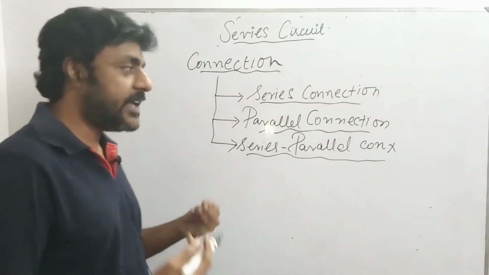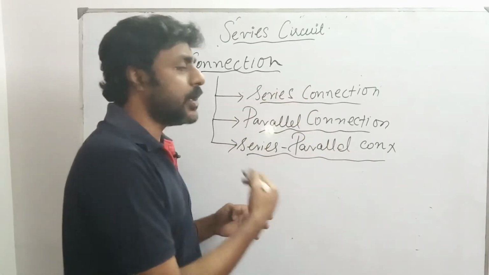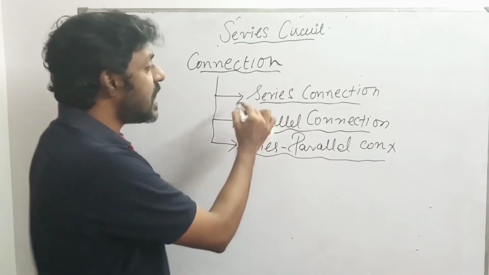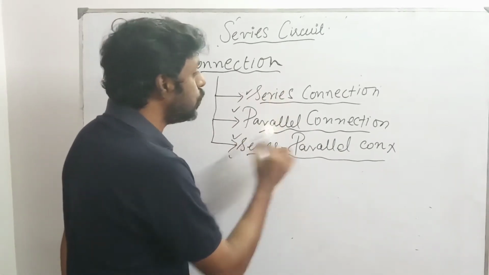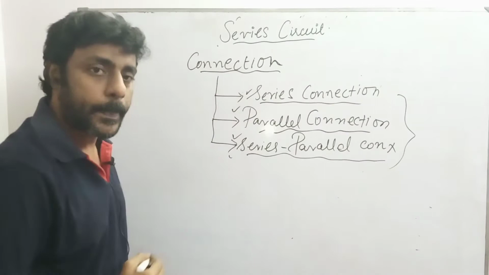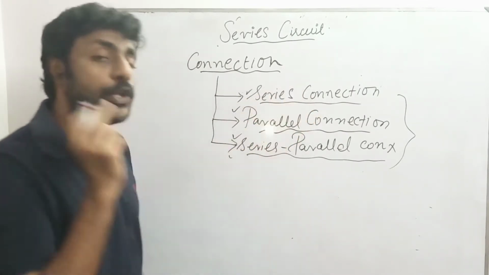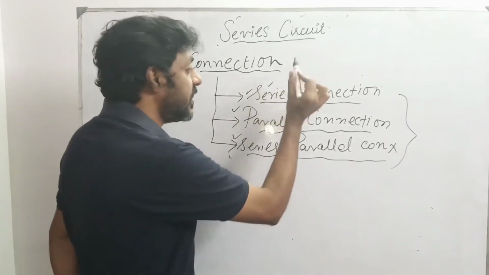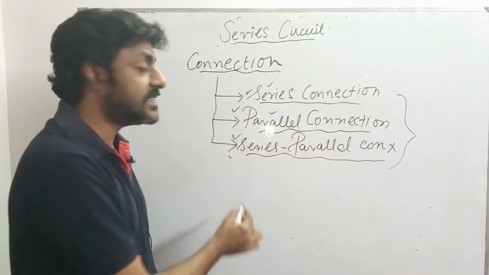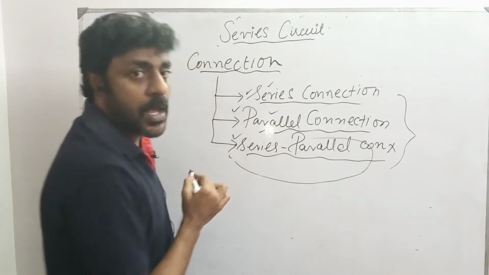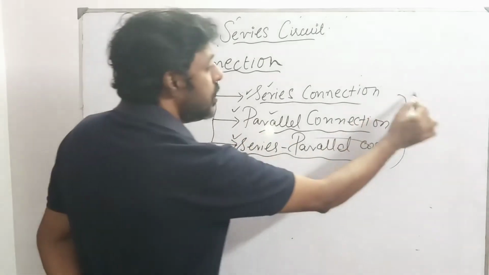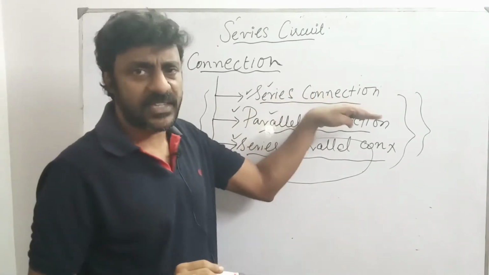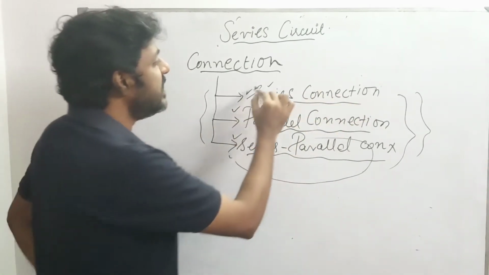When you are going to solve problems in electrical networks, these are the three things you need to take into consideration. This is very important, because you need to analyze what kind of connection it is: a series connection, a parallel one, or a combination of series and parallel. So let's start with the basic thing. We'll discuss the series connection.